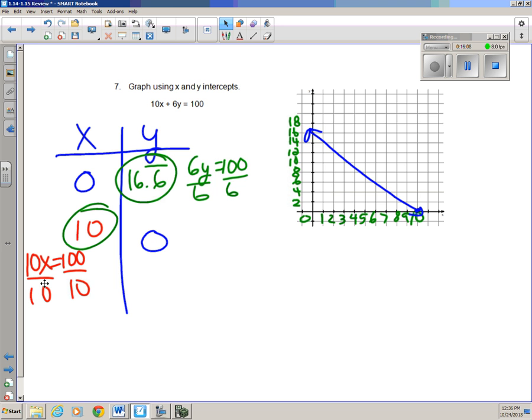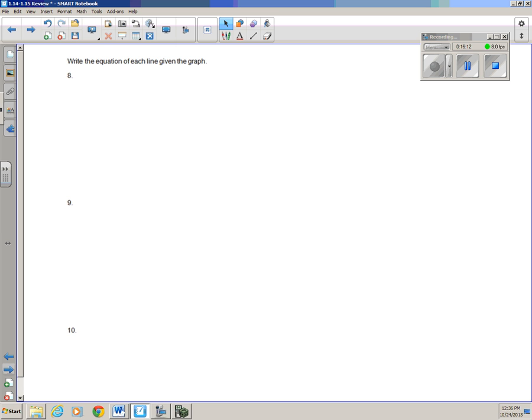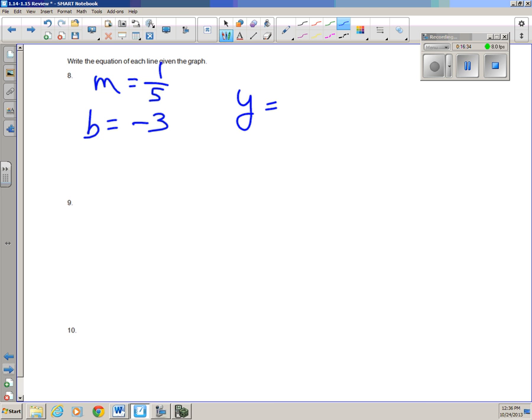All right, last but not least. Now, the problem with this is the scanner doesn't work, so you will not see the graphs here. Sorry about that. But I'm going to do everything the same way. I know that the y-intercept, my b, the line crosses the y-axis on number 8 at -3. I know that my slope is positive. If I start counting from one point to the next point, I have to go up 1 and to the right 5. So the equation should be y equals 1/5 x minus 3.